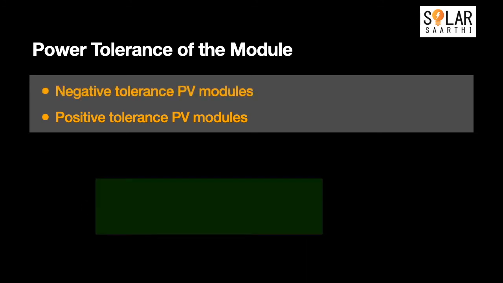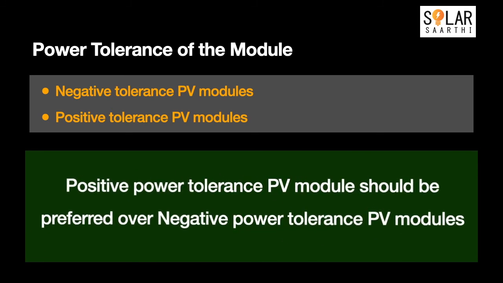Hence, a positive power tolerance solar PV module should be preferred over negative power tolerance PV modules, because we'll get a higher power rating in that scenario. So you should always select a positive power tolerance PV module. So these were the major factors that one should consider while selecting a solar PV module for a rooftop project.